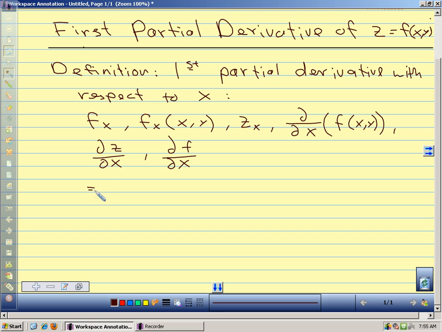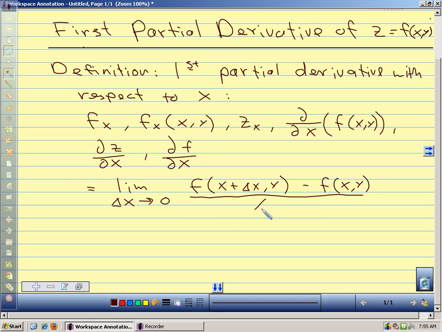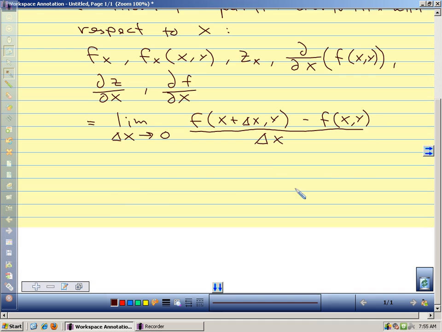And this equals, and you're all familiar with our definition of the limit, or our derivative: the limit as delta x approaches 0 of f of x plus delta x comma y, minus f of x, y, all over delta x. And these are the homework problems that we did. We calculated a few of these.